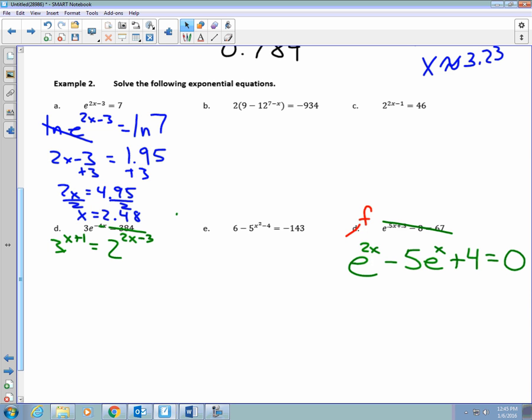So we got your feet wet doing some easier problems. Now we're going to try more challenging problems, okay? So look at letter B. What's my first step?